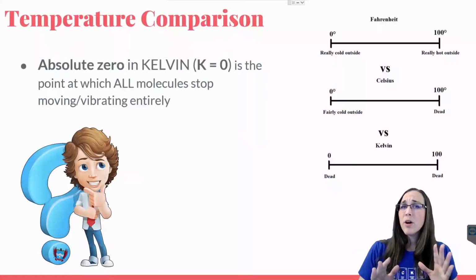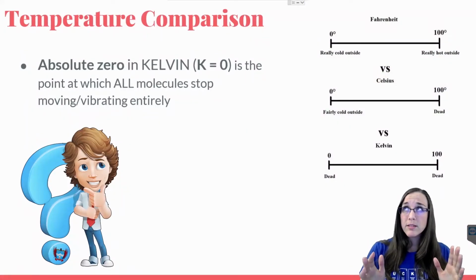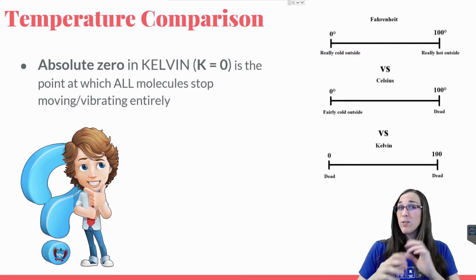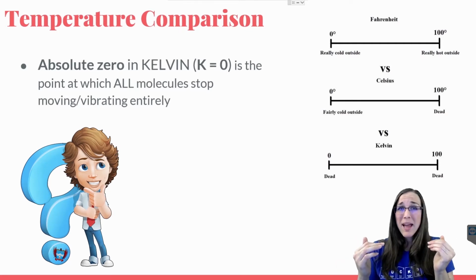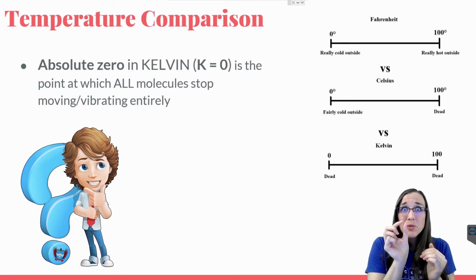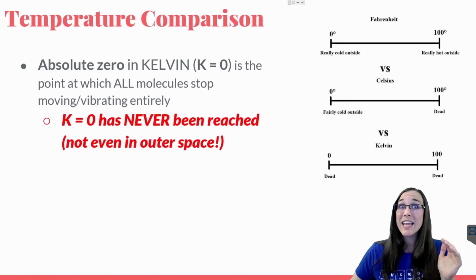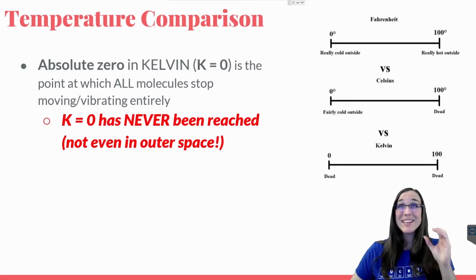So why is 0 the absolute minimum for Kelvin? Well, 0 is the assumed point at which all molecules stop moving or vibrating or gyrating entirely. So imagine any tiny little bond between two atoms literally stops moving. It ceases to move, vibrate entirely. By the way, that's impossible. We've never even done that. K equals 0 is literally unattainable as of this point in time, not even in outer space. So 0 is literally the point at which everything stops moving. It's so cold that it can't even vibrate.